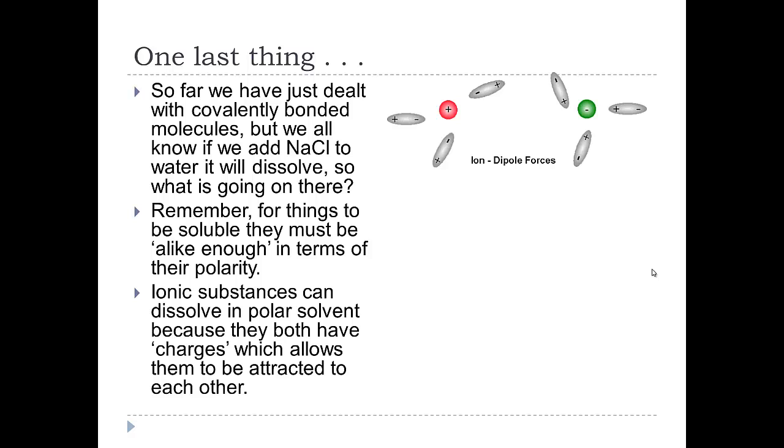One last thing. So far we've just dealt with covalently bonded molecules, but we all know that if we add sodium chloride, an ionic substance, to water, it's going to dissolve. So what's going on? Remember, for things to be soluble, they must be alike enough in terms of their polarity. Ionic substances can dissolve in polar solvents because they both have charges, which allows them to be attracted to each other. So we have our picture up here, which shows a positive ion and a negative ion. The positive ion would be attracted to the negative end of a polar molecule, and the negative ion would be attracted to the positive end of a polar molecule.